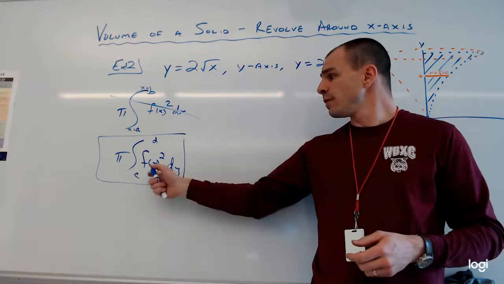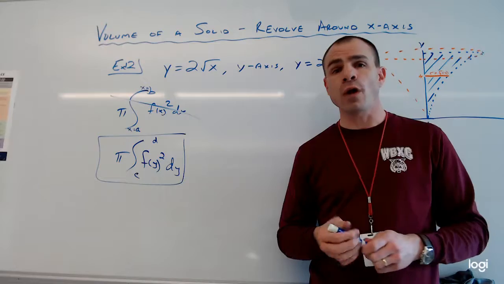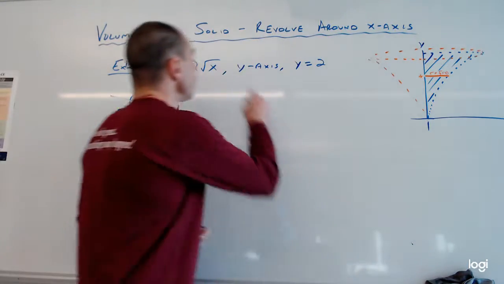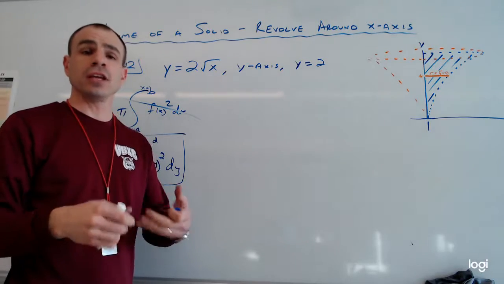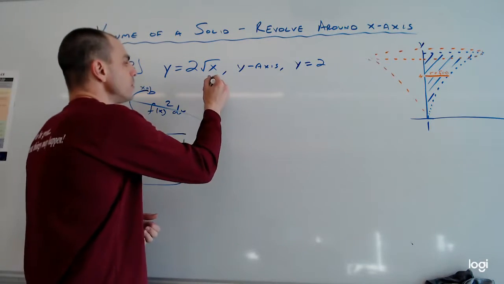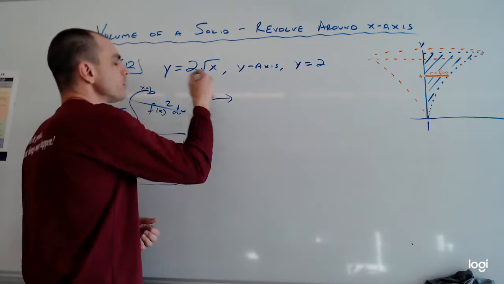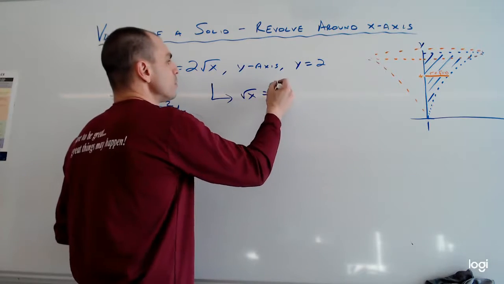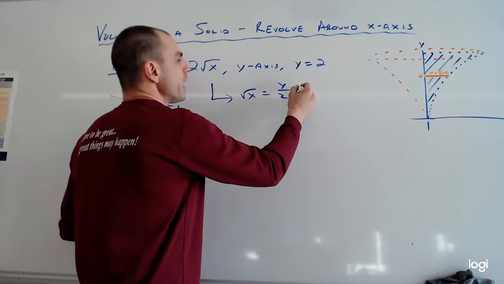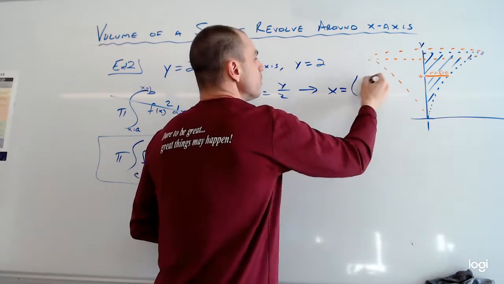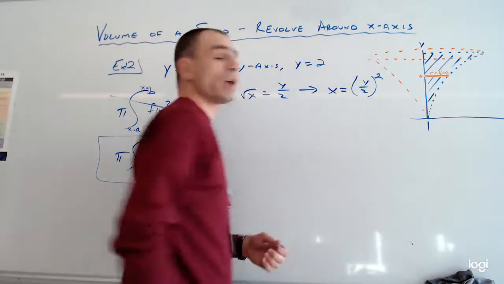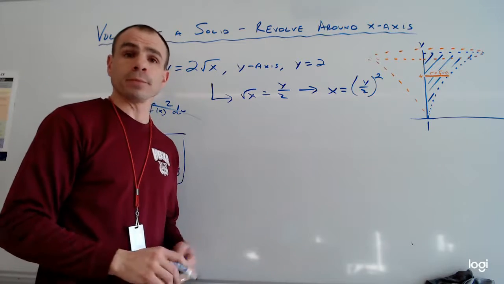First of all, we need the function to be in terms of y. So we have y equals 2 root x. We need this to be x equals. All right, so what do we do? We know a little bit of algebra here. We'll divide by 2, so root x is equal to y over 2. And that means that x is equal to y over 2, that quantity squared, or y squared over 4.